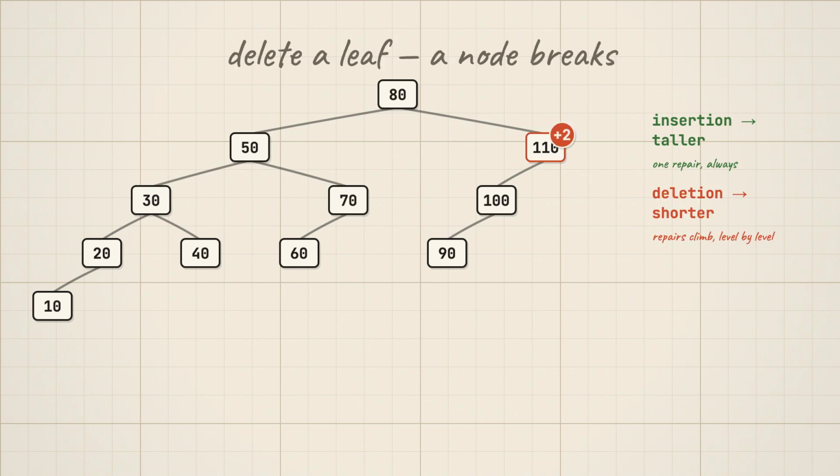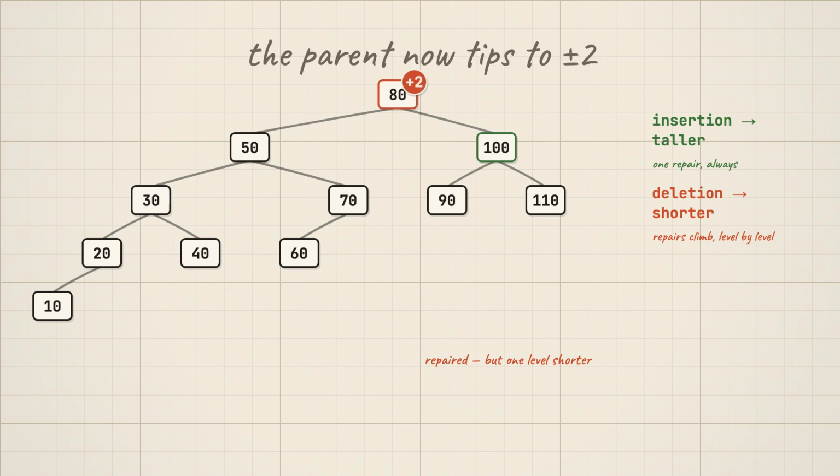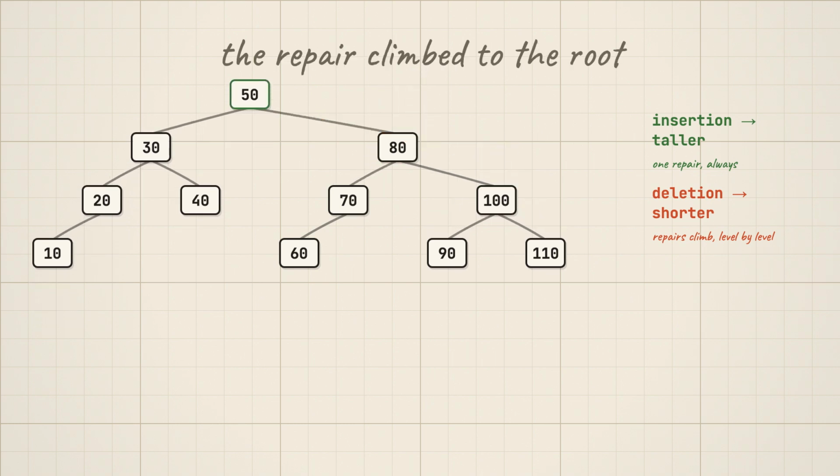We may repair an unbalanced node with a rotation, but the repaired subtree can still be one level shorter than it was before the deletion. That can unbalance the parent. Repairing the parent can expose the same problem one level higher. In the worst case, repairs continue all the way to the root. So AVL deletion is still about log n steps, but unlike insertion, it may rotate at many different levels.